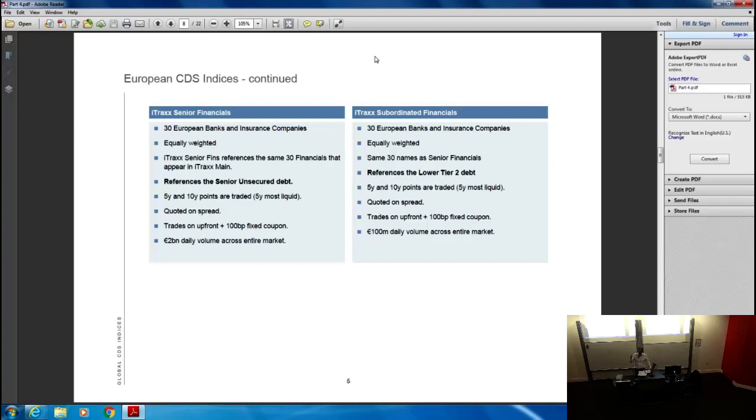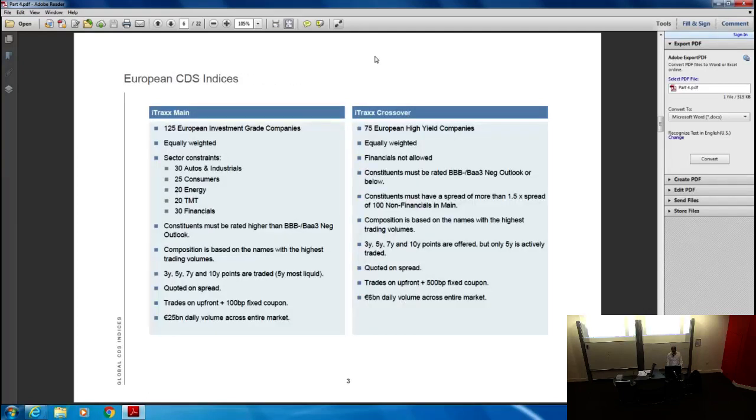So equity tier 1 is not deliverable for sub-CDS. It basically reflects anything of that subordinated tier 2 reference entity. We don't tend to trade 3 and 7 year. Most of the liquidity again is on the 5 year, but we also do some 10-year trades. And again, the coupons on these indices are both 100.